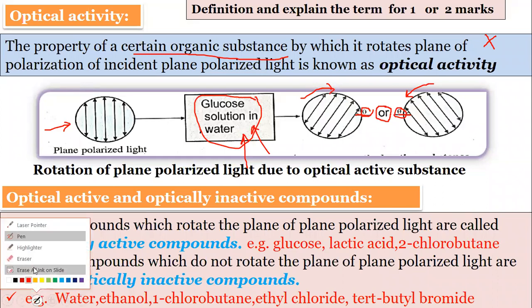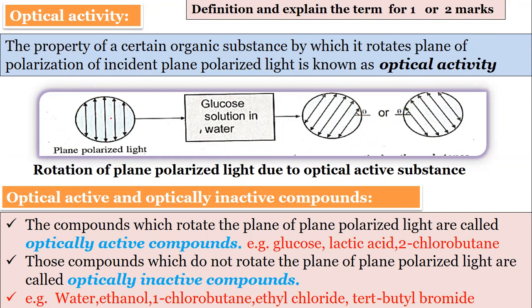And if the plane is not rotated, meaning the plane polarized light is passed and remains as it is, the diagram will be the same as this. No rotation. This will be optically inactive, meaning the plane polarized light comes out without any rotation. So depending upon the rotation, there are two types of compounds. The definitions are given here. Optically active compounds are the compounds which rotate the plane of plane polarized light.